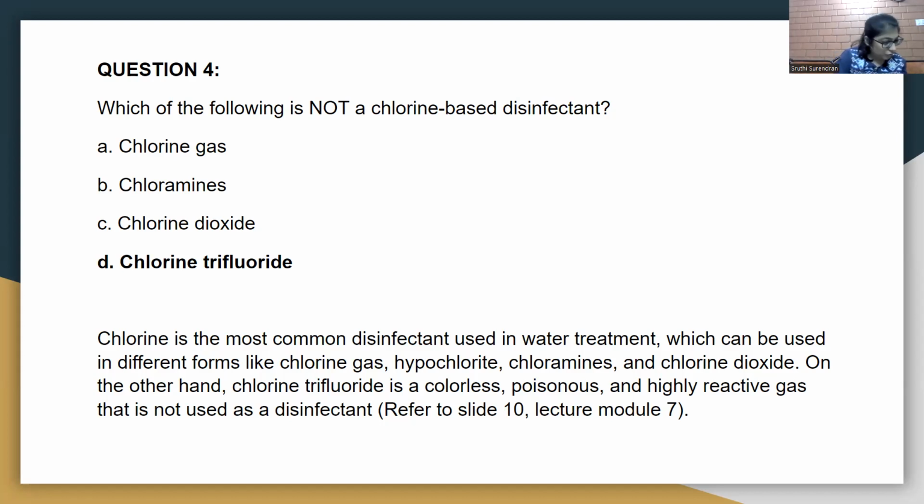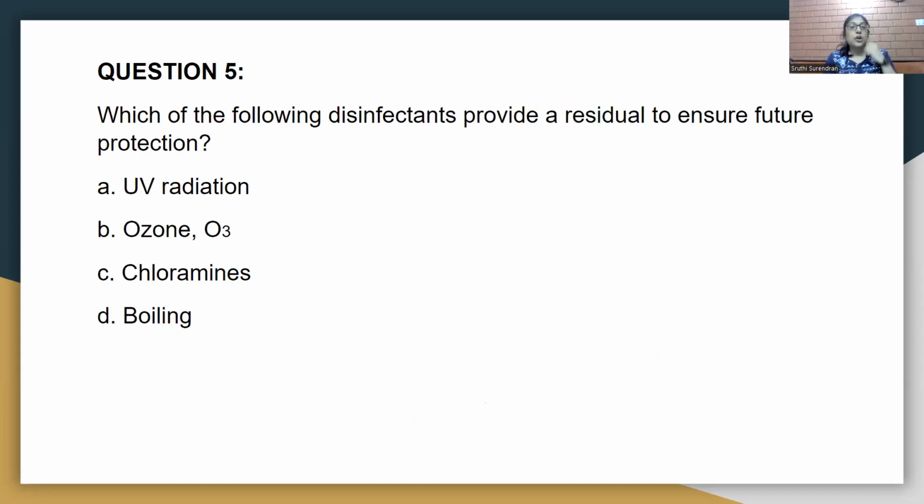Okay, so let's move on to the next question. Which of the following disinfectants provide a residual to ensure future protection? Is it UV radiation? Is it ozone, chloramines, or boiling?